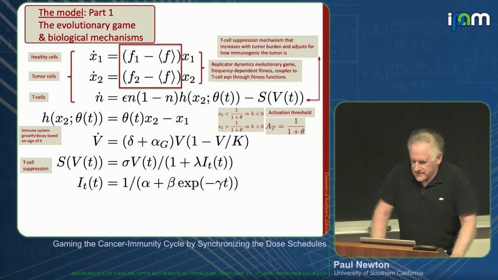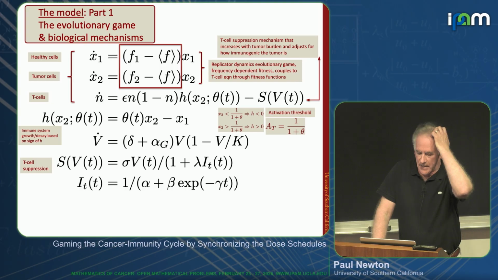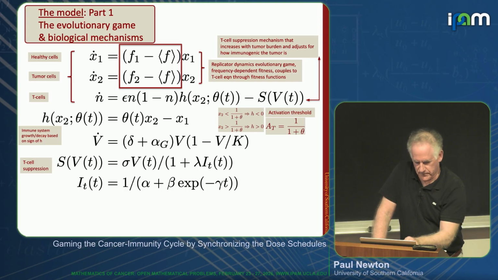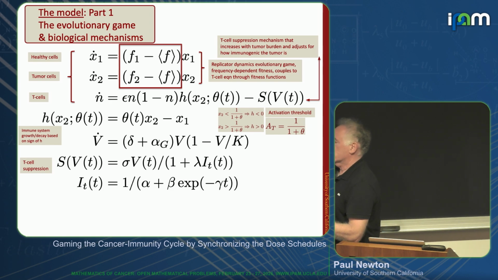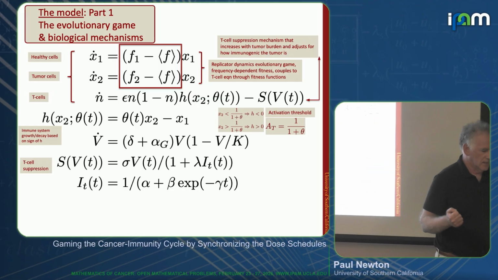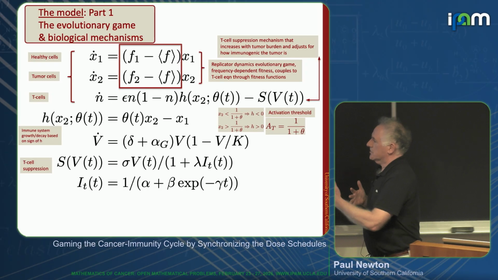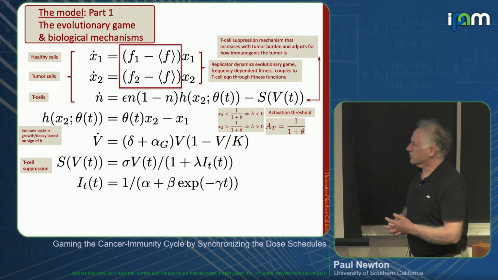So the S term is a T cell suppression mechanism that increases with tumor burden and adjusts for how immunogenic the tumor is. I've written it first as S of V of T, where V of T is the volume of the tumor. It's a function that is larger for larger tumor volumes. It also has a denominator with a function indicating how immunogenic the tumor is, meaning how sensitive the tumor is to the immune system, and that changes in time. Typically, larger tumors are less immunogenic than smaller tumors.